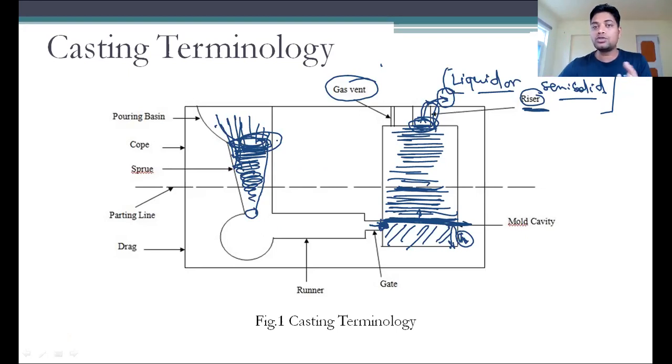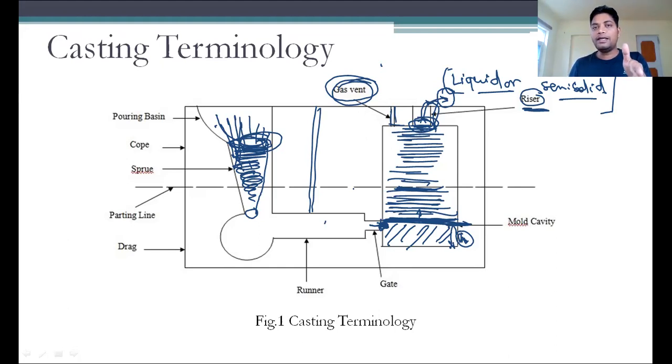So there is a chance of entrapment of the gases. You are right. Okay, but we are using the gas vent. Now you can use this gas vent at the mold cavity, or you can connect it from the runner as well, sometimes from the gate as well. So what is the meaning of gas vent? That if any kind of gases enters through this one.